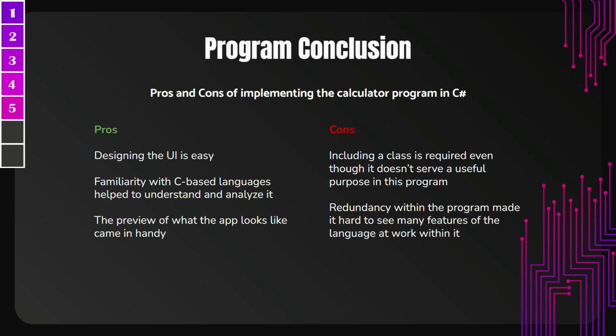In conclusion, design of the UI was easy, and us already knowing C++ helped a lot with design, with understanding and analyzing the code. And the preview of what the app looks like in Visual Studio helped a lot with developing it. However, the class and namespace being required, even though we didn't need it, was a little bit weird and a bit of a hassle. The redundancy within the code didn't let us preview a lot of the features of C# as we thought we would get to see.